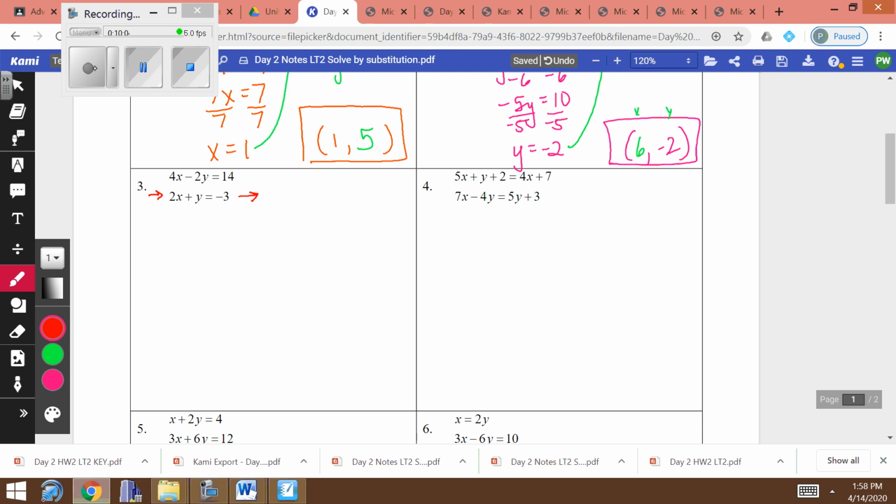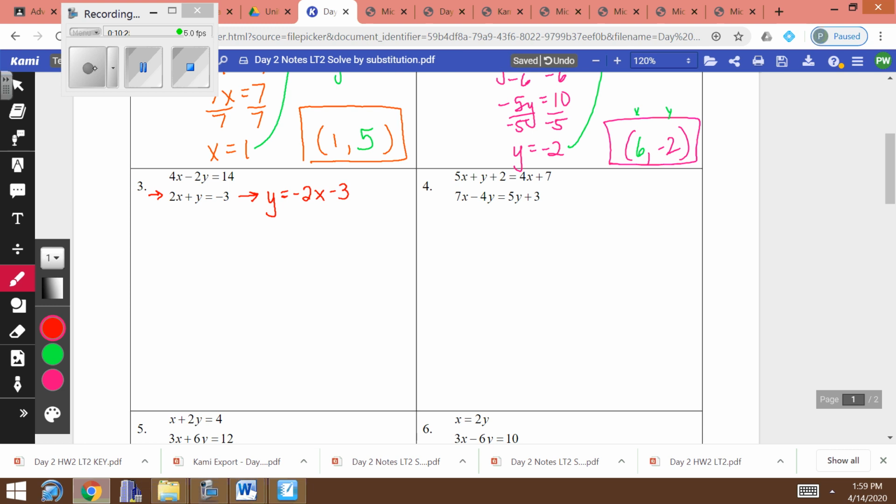I could have done that up here if I got the y by itself. You could subtract 4x and then divide everything by -2. But to me, that takes more work. Why do I want to do all of that work when I could just do one step? Like here, all I have to do is subtract 2x and the y is already by itself.